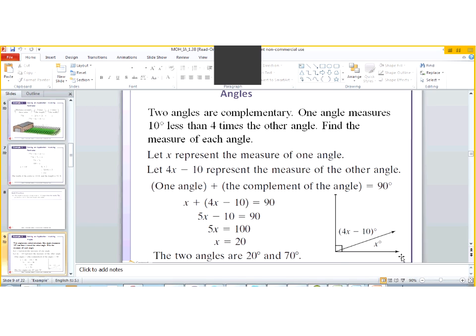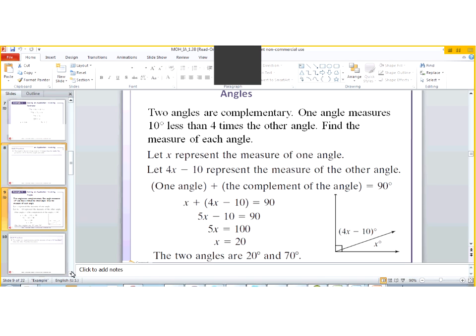So we can show it on this graph. We just assume one is x, so the other one would be 10 less than 4 times that. So it would be 4x minus 10. If I add these two up, x plus 4x minus 10 should add up to 90 degrees, and then you solve for x. Now, are there any questions on this kind of problem? Like I said, you're going to see this on the test.